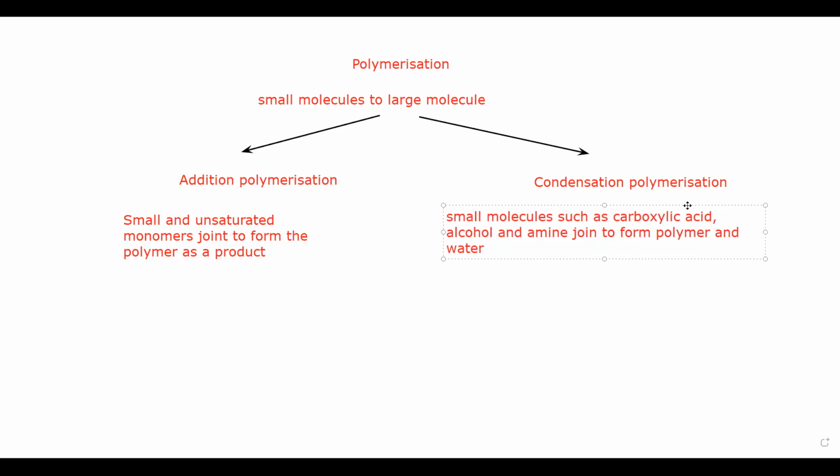Sometimes hydrochloric acid, which you will learn in A levels, is formed along with the polymer in some condensation reactions. But for O levels, you just have to learn that a polymer and a water molecule are the products of condensation polymerization. And which type of molecule can undergo condensation polymerization? Carboxylic acid, alcohol, and amines. These are the three molecules which can undergo condensation polymerization.